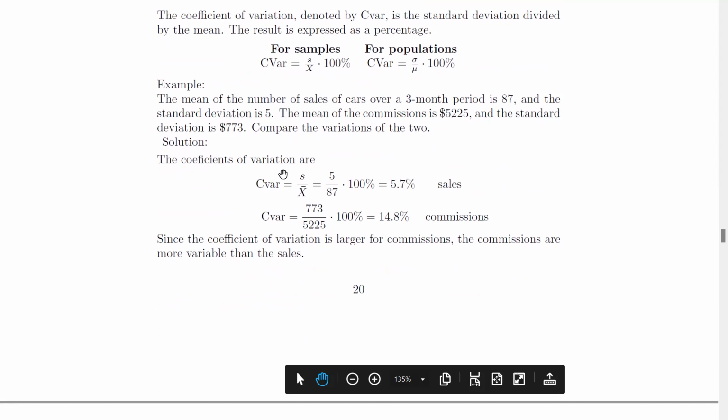If you use the formula for coefficient of variation, for sales, we have 5 over 87 times 100%, which is 5.7%. Then for commissions, we have 773 over 5225 times 100%, which is 14.8%. So you can see that commissions are more variable than sales, looking at their coefficient of variation, all right?